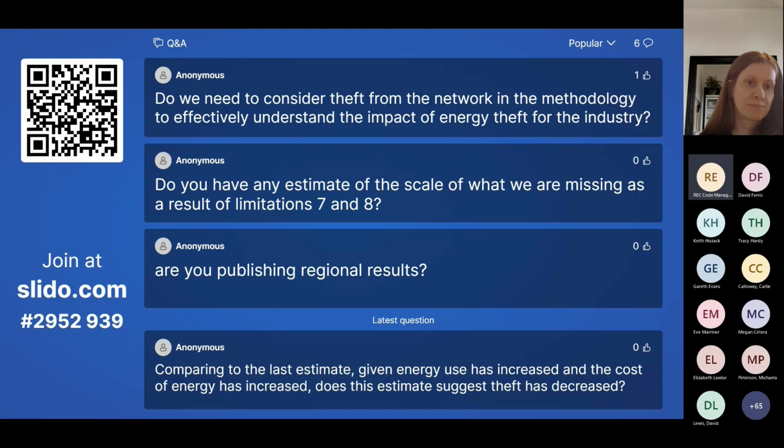Thanks, Ros. Do we need to consider theft from the network in the methodology to effectively understand the impact of energy theft for the industry? I would say the more we can produce a rounded figure, the better. We have identified future data sources that would allow us to do that, but we weren't at present able to obtain that data. So we've got the best methodology we can produce based on the data that was available.